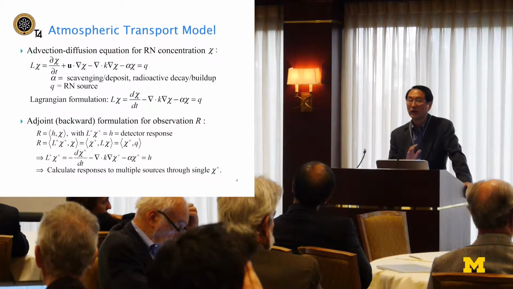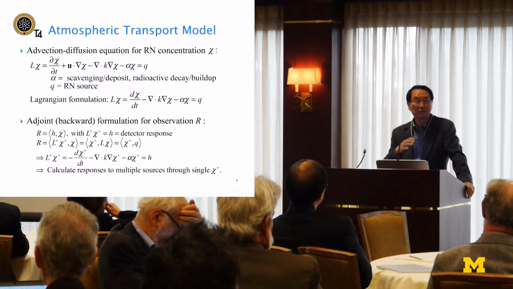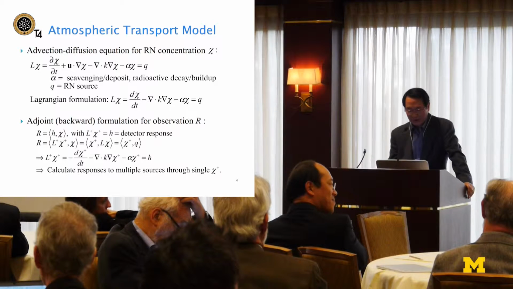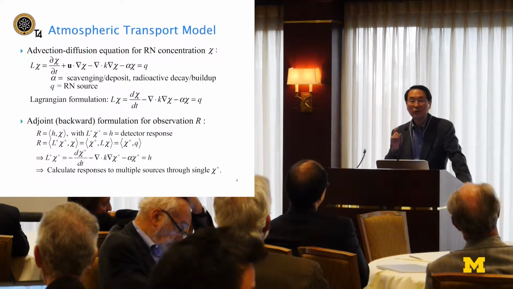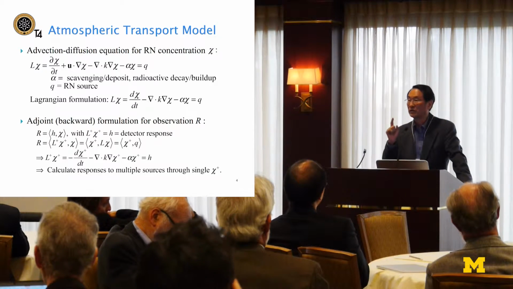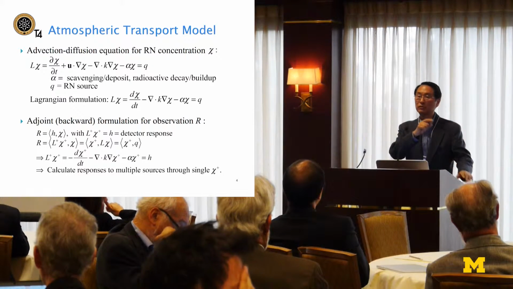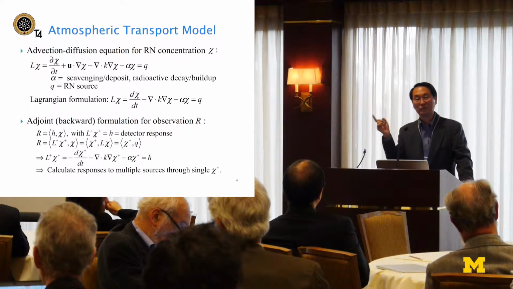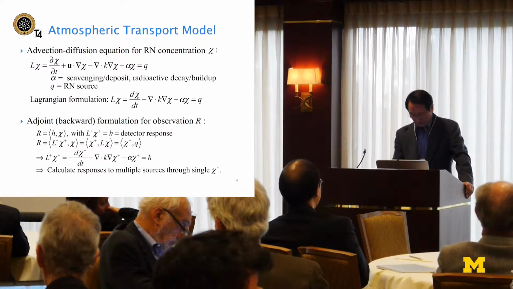The beauty of this adjoint approach, sometimes in ATM description called the backward model, but it's really adjoint formulation, is that by calculating adjoint concentration, we can account for contribution of multiple sources to a detector. Otherwise, you have to run a large number of forward calculations to represent individual sources. But through adjoint formulation, you run one case and account for contribution from a large number of sources simultaneously. That's the beauty of adjoint formulation.